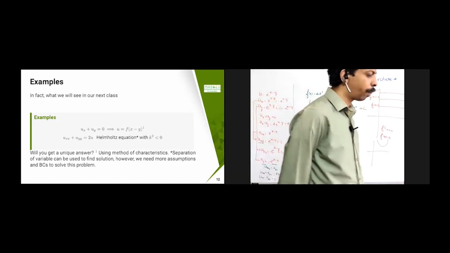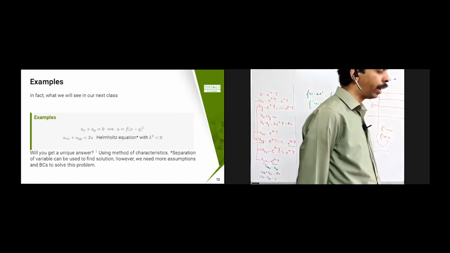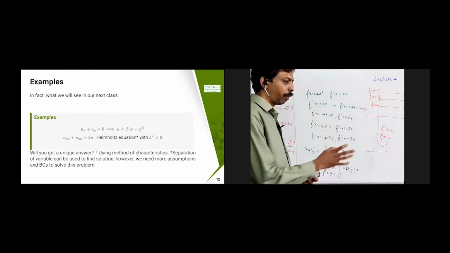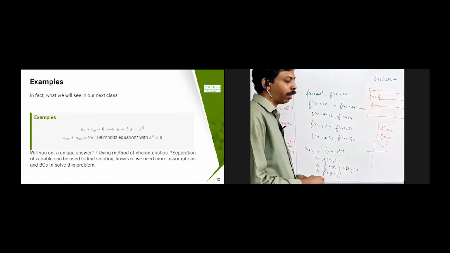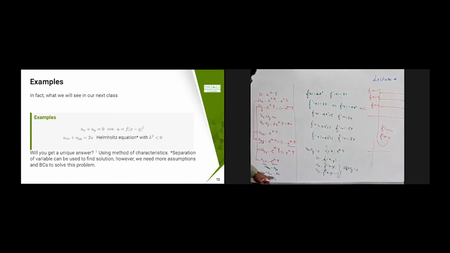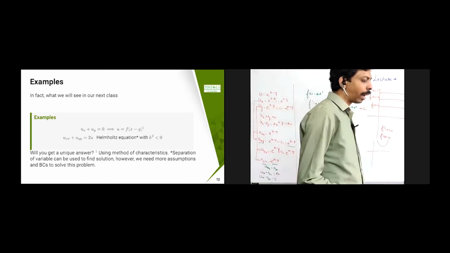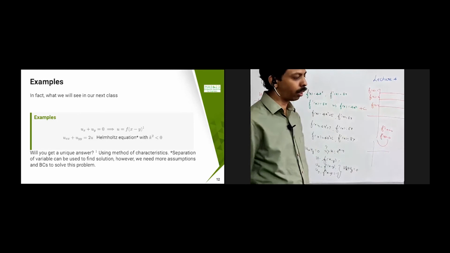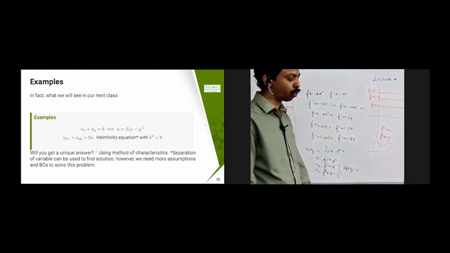This one you can find using the method of characteristics, which you will see once we finish the ODE portion. Also, the second equation, uxx plus uyy equal to 2u, is called the Helmholtz equation with k square less than 0. In that case, you can use separation of variables to find some solution, or you may need some more assumptions to solve this problem.